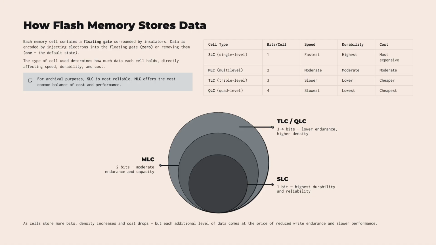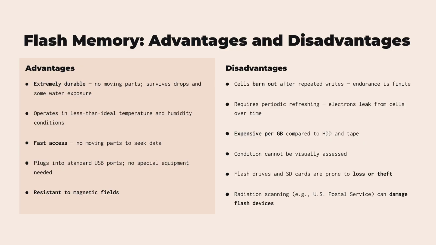The disadvantages: flash memory cells have a finite number of write cycles before they burn out. Each time you write to and erase a cell, you degrade it slightly. The total number of write cycles before failure is expressed as the device's endurance rating. For archival use, where you are writing data once and then leaving it alone, this is not a significant concern because you are not cycling through writes repeatedly, but it is something to understand about the technology.